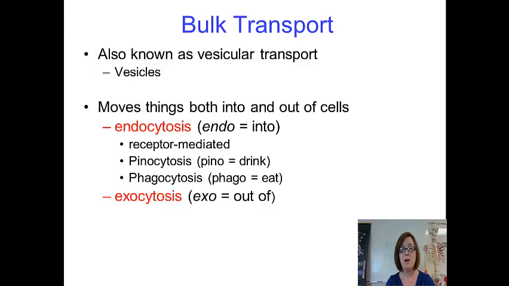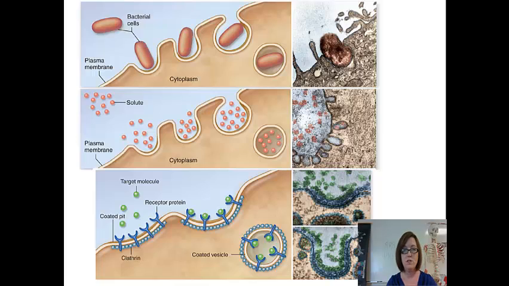And then the opposite of endocytosis is exocytosis. So with exocytosis, we're doing bulk transport out of the cell. So let's take a look at the three types of endocytosis.